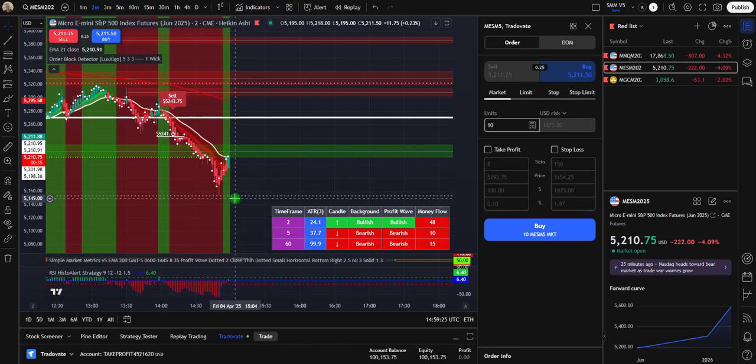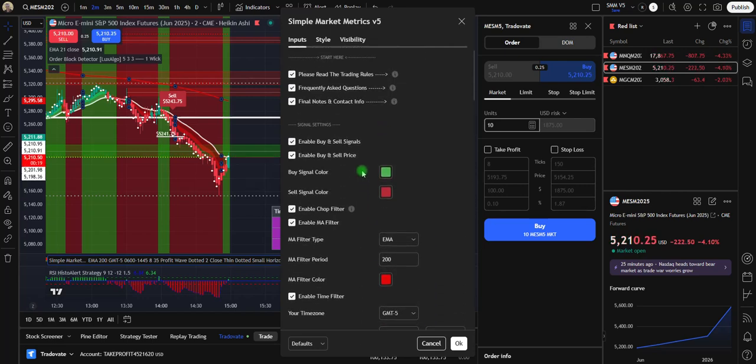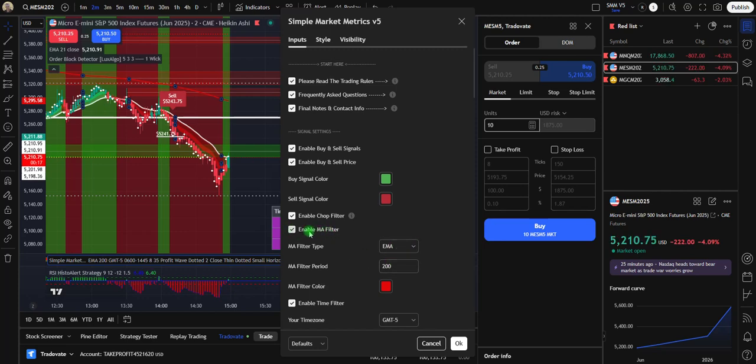But yesterday we took these signals, so the 8. If you go into here, I just want to show you how this setup is. I've got my time filter on. I only want to take signals during the U.S. market. I don't take them towards the end of the trading day, and I don't take them in the Asian session at all. This is just for the U.S. session here in my time zone. I've got my MA filter on and the chop filter on. These are super, super important, guys. Don't mess with this too much. You'll get more signals if you take these off, but they won't be as high quality.